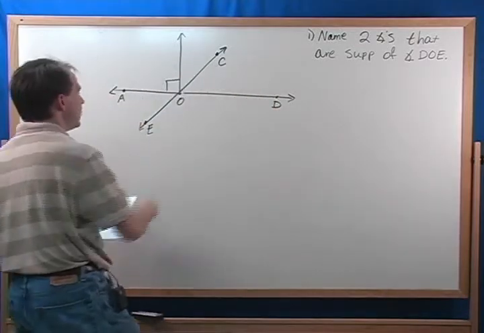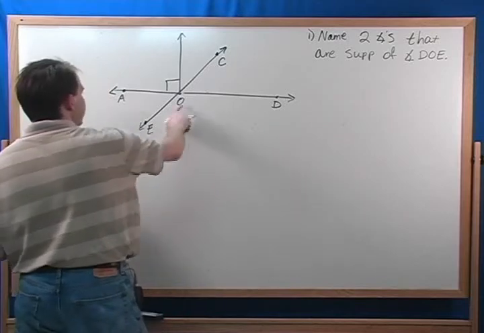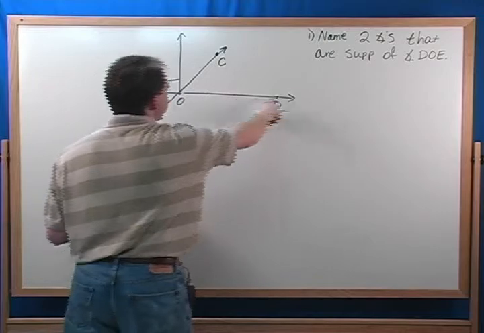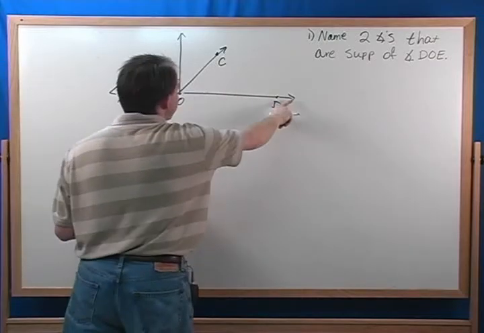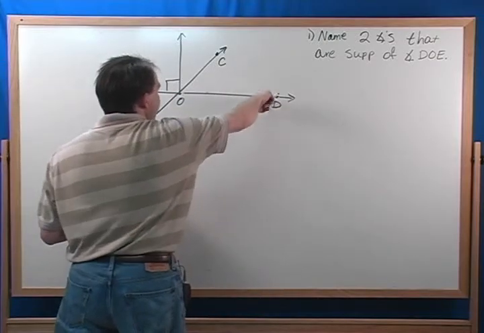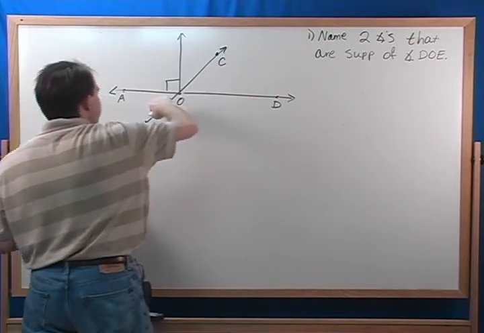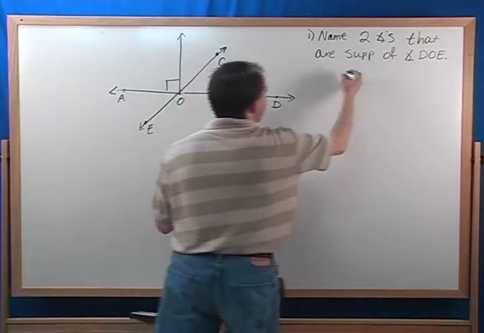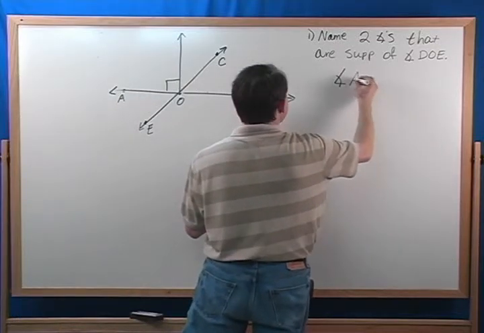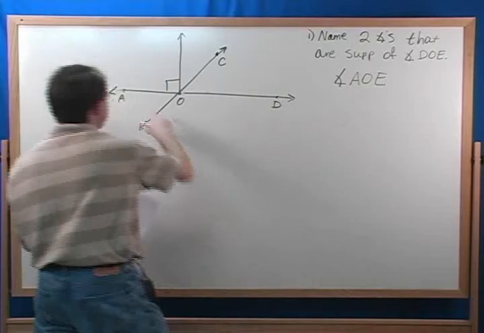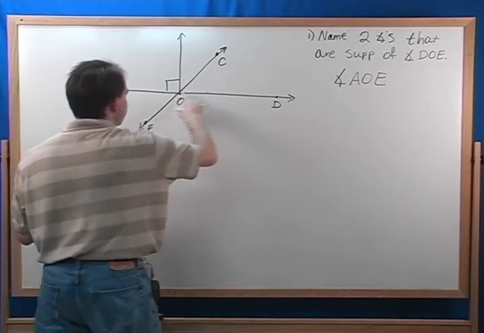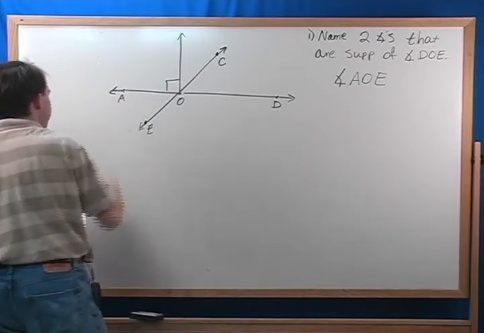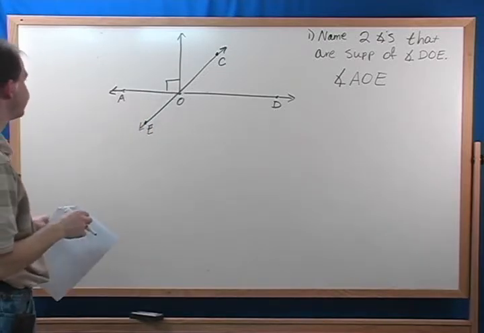Supplementary. So DOE, the supplementary angle to that would be this one here, because you can see this is just a straight angle. This is 180 degrees right here. It's a half circle. So if this is angle DOE, then this must be what you have to add to it to give you the 180 degrees. So the answer is angle AOE, simply because AOE plus DOE gives you the full 180 degrees, because again, this is a straight angle, which by definition is 180.